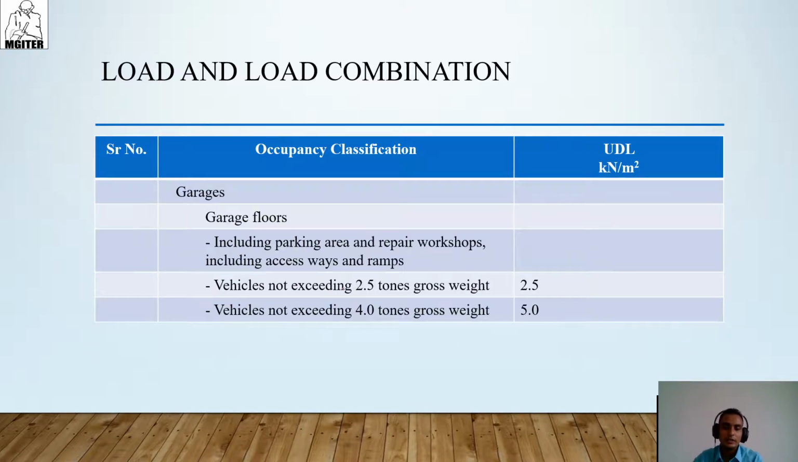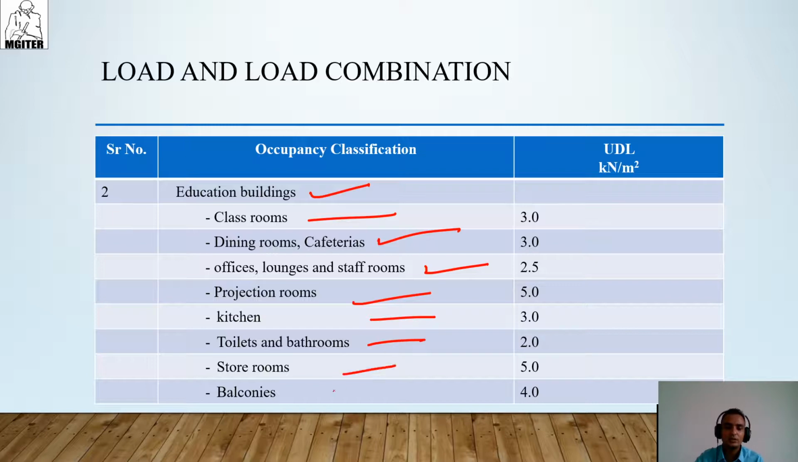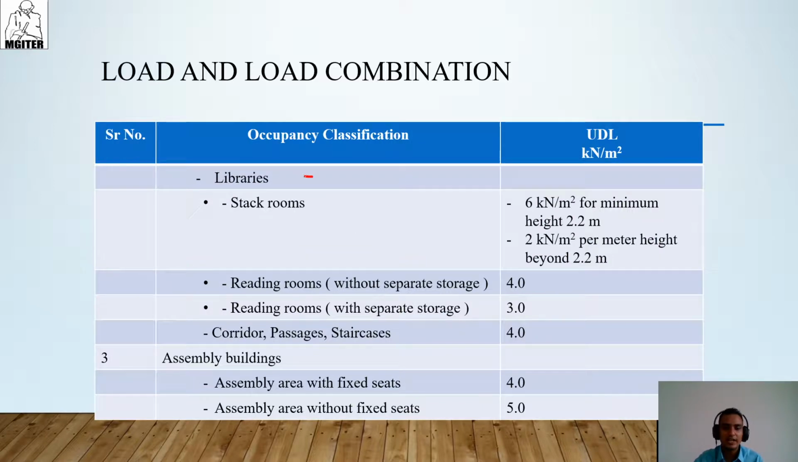Then after, garages. Vehicles not exceeding 2.5 ton gross weight: then we have a UDL of 2.5 kN per meter square. Vehicles not exceeding 4 tons gross weight: then UDL 5 kN per meter square. Education building: classroom, dining room, office, projection room, kitchen, toilet, bathroom, storeroom, balcony, all the things. Then after, in the library, stack room, 6 kN per meter square for the minimum height 2.2 meter.